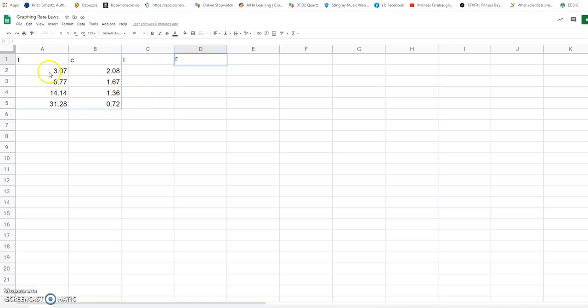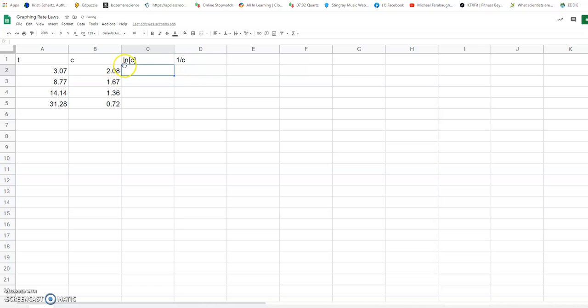So here's my data. So what I'm going to do now is I'm going to go ahead and fill in the rest of the data. So let's call this log of concentration of C. And then I'm going to call this one the reciprocal of C. Okay, so you can pause this video whenever you need to and go ahead and fill in your Google Sheet, but I'm going to go ahead and go on.